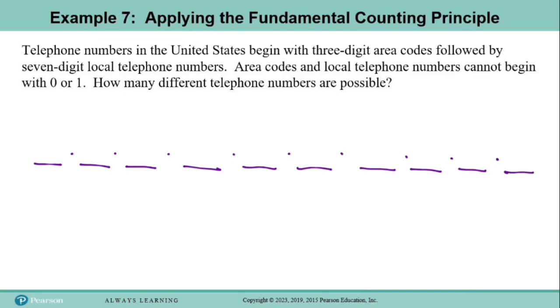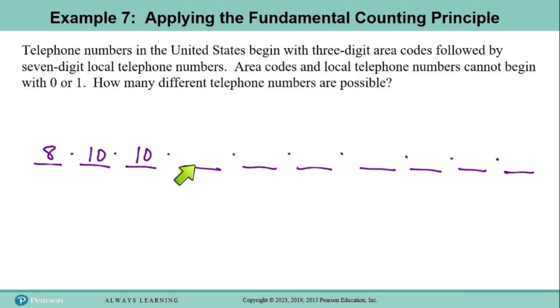So there are 10 total digits, but this digit can't be 0 or 1. So for this first digit, there are only 8 choices. This first digit could be a 2, 3, 4, 5, 6, 7, 8, or 9. That's only 8 different choices for the first digit. There are 10 different digits that this second digit can be, 0 through 9. So that's 10 different choices. And then 10 different choices for the third digit.